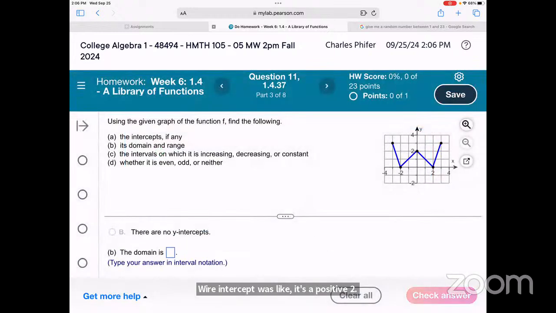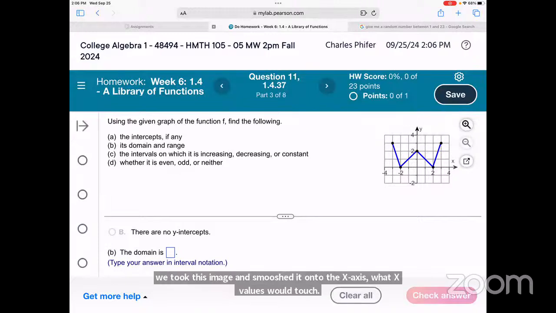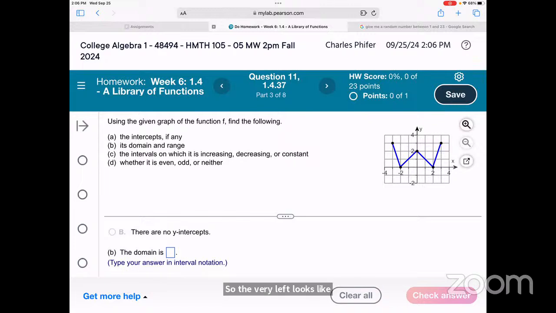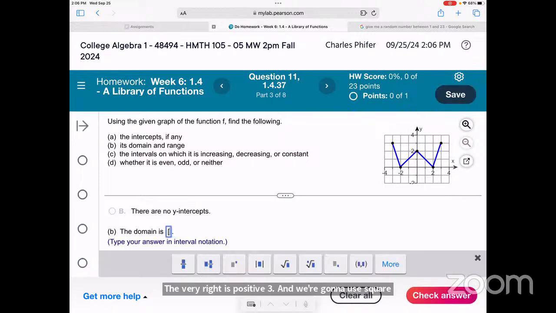The domain. In a graphical sense, the domain is the very left to the very right. If we took this image and smushed it onto the x-axis, what x values would it touch? The very left looks like negative 3, the very right is positive 3. We're going to use square brackets because we actually touch or include those endpoints. So from negative 3 to 3.